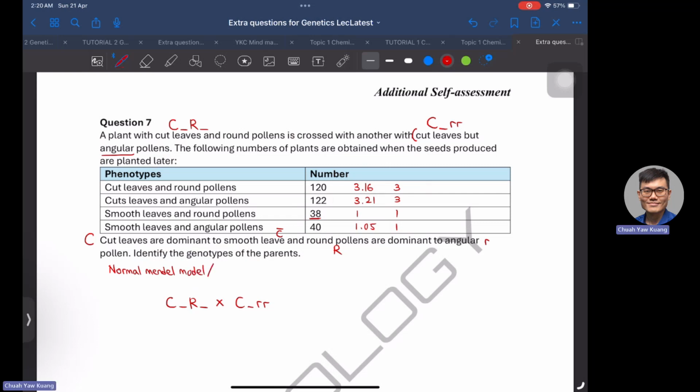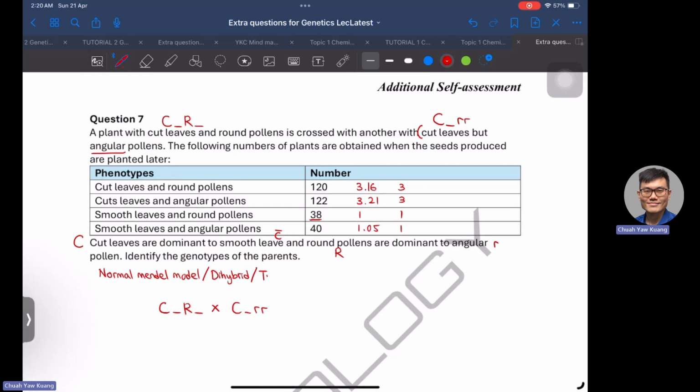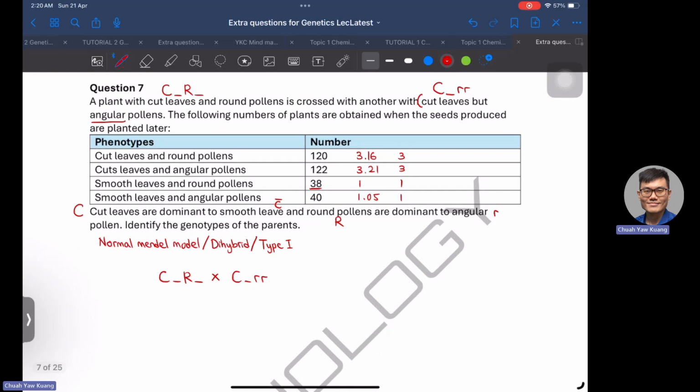Okay, and it is looking at both. They are looking at two genes at the same time, so that's why we can confirm this is a dihybrid cross. Okay, and since this is a normal dihybrid cross, we'll solve this question using the type 1 method. Now, using the type 1 method, find the genotype of the parent, find the possible gamete, and then do the cross. So first thing first, the first step is we have the parent.